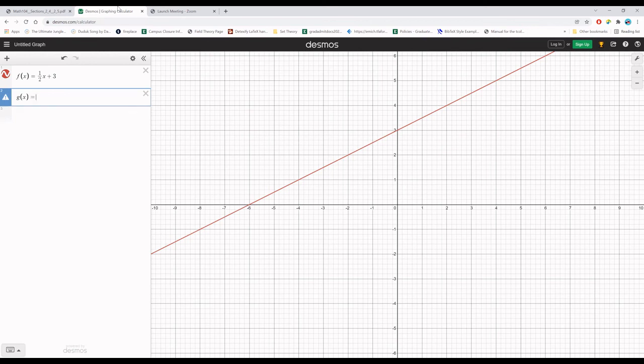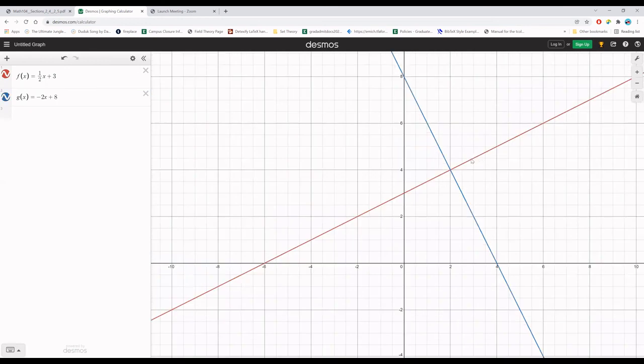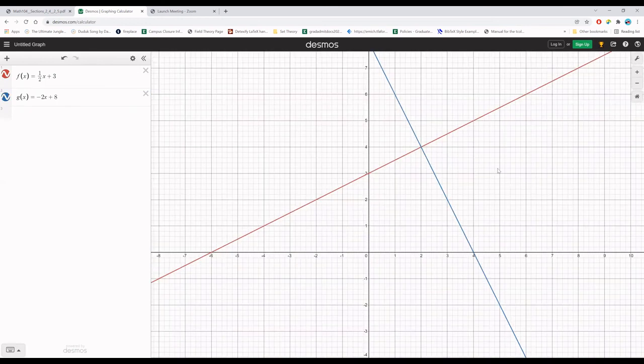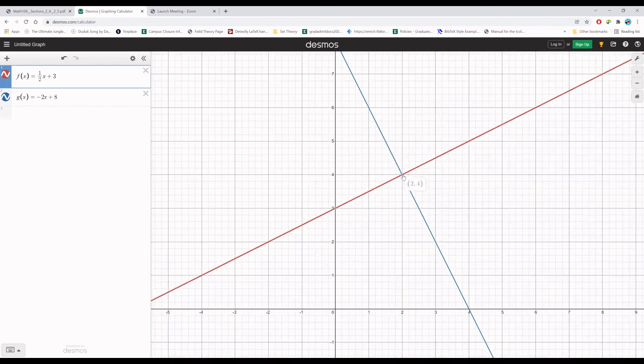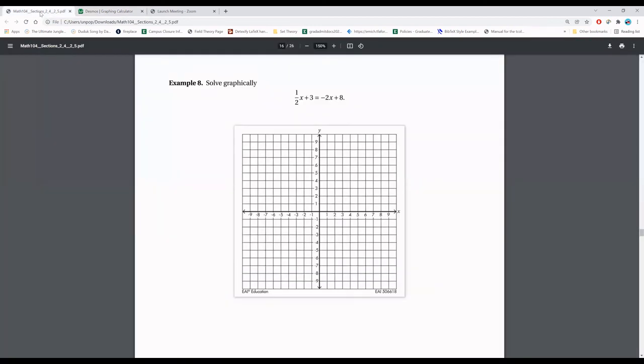I'll call the next one g of x. That's my negative 2x plus 8. I can zoom in, zoom out with the mouse and click. And it looks like my intersection is at the point x equals 2, y equals 4. Let's go ahead and write this down. I said x is 2 and y is 4. So at the point, and we're interested in just x at this point, our solution appears to be x equals 2.